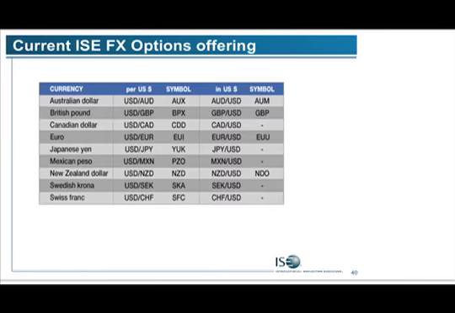And this is a great chart, slide 40, of our current offering. So you can trade Aussie in either AUX or AUM, pound in BPX or GBP, euro in either EUI or EUU, and New Zealand dollar in either NZD or NDO. It's not really all that complicated. So you can either trade based on the per US, or you can trade based on the in US. And that is completely up to you, which way do you feel more comfortable?